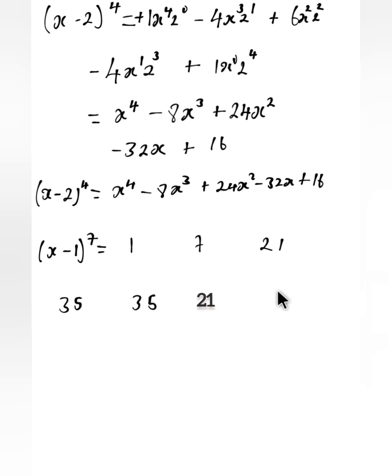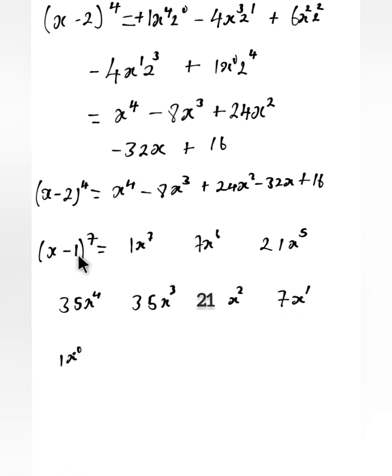21, 7, 1. This is x to the power 7, x to the power 6, x to the power 5, x to the power 4, x to the power 3, x to the power 2, x to the power 1, and x to the power 0.